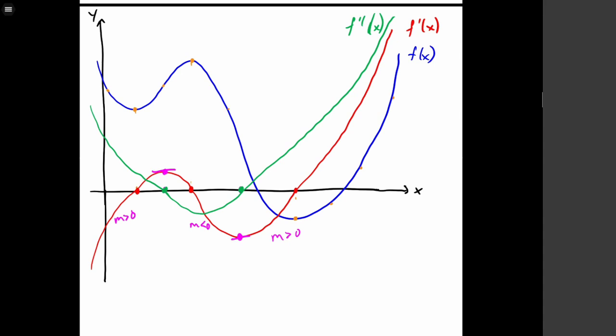Now, I want you to look for a relationship between the blue graph and the green graph here. We know the connection between the red and the green, because that's how we graphed the green one. But I want you to look for a connection between the green and the blue graph. So pause the video if you need to think about it.